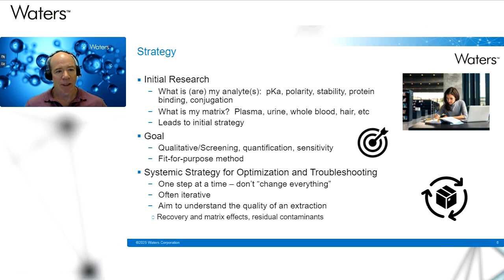And then finally, we like to have a systematic strategy for optimization and troubleshooting. We like to do things one step at a time. Don't change everything. It's often iterative. We'll do one thing and then that'll lead us to another. And the aim really is to understand the quality of an extraction. Things like recovery or sample or extraction efficiency, matrix effect, as well as the amount or existence of residual contaminants. All of those things will help us really understand and continue to optimize and give ourselves the best method we can have.